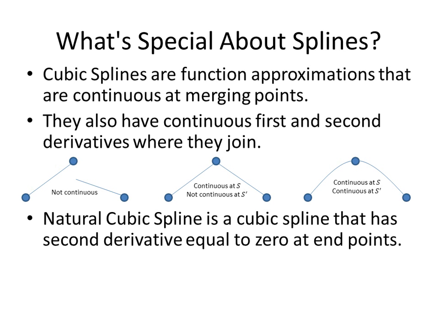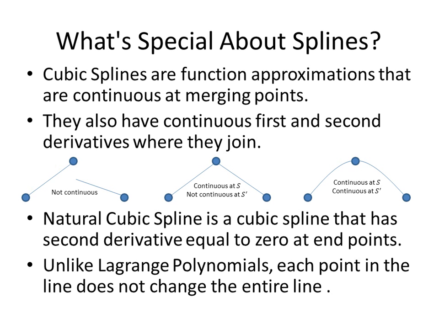A natural cubic spline is still a spline, but it also has a second derivative equal to 0 at the endpoints. And unlike Lagrange polynomials, each point in the line doesn't affect the entire line.